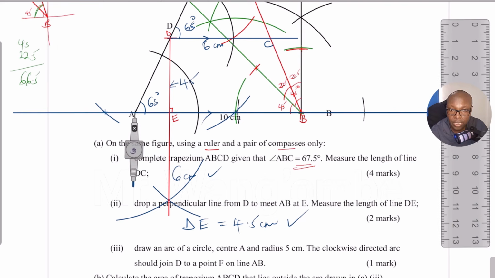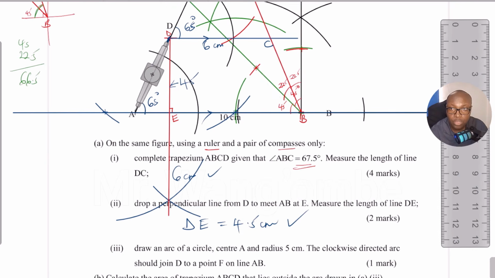The radius should be 5 centimeters. That is why it should be made clockwise. It should join E at D, so standing at this point, 5 centimeters is up to that point. So I've taken 5 centimeters.